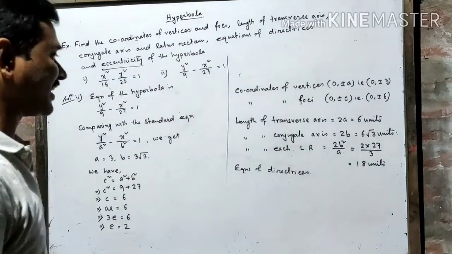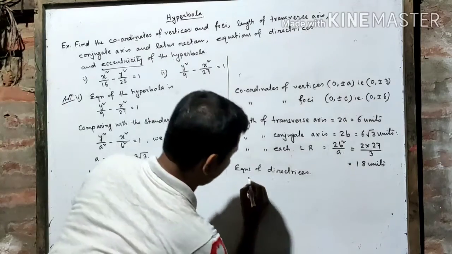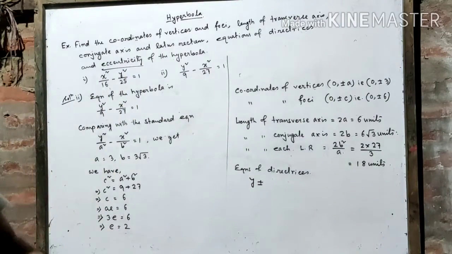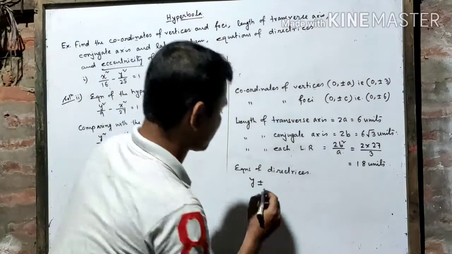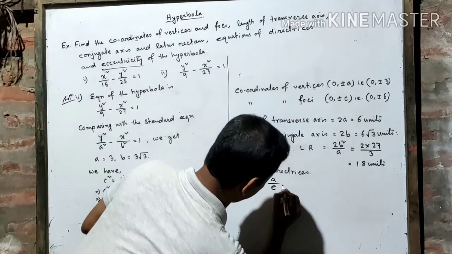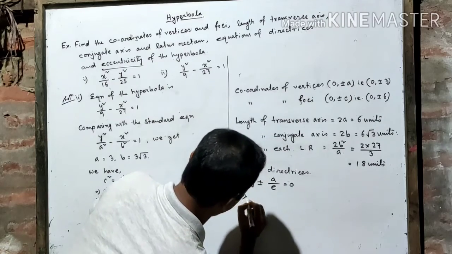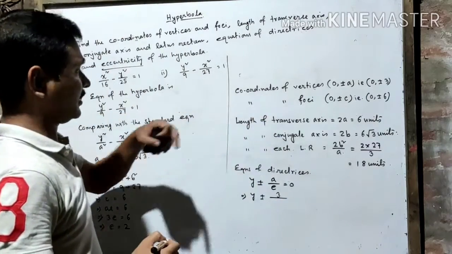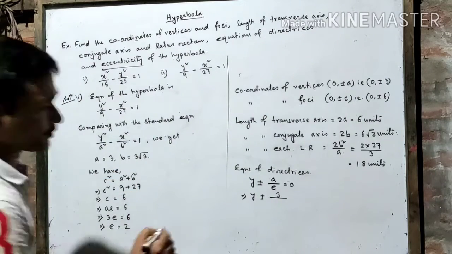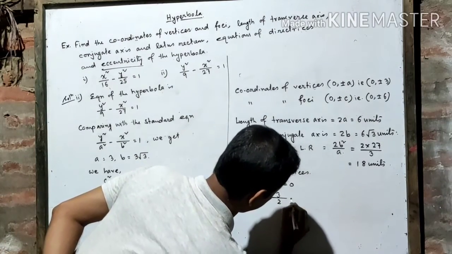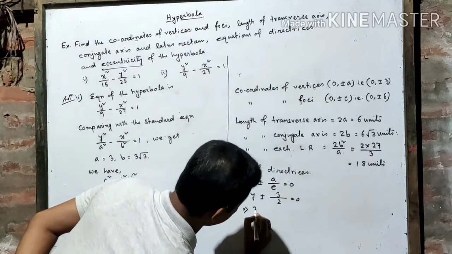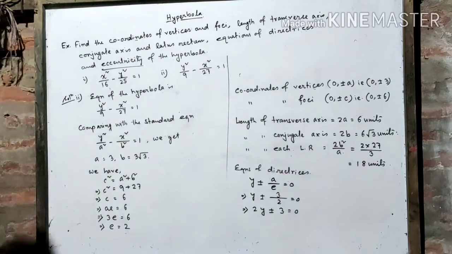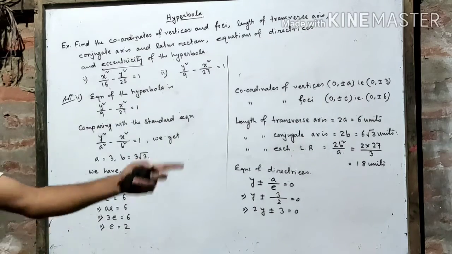Then equation of directrices. Equation of directrices will be, y-axis is the transverse axis, so it will be y plus minus a by e is equal to 0. This implies y plus minus, what is a? a is 3. And what is e? e is 2, is equal to 0. Else we can simplify, 2y plus minus 3 is equal to 0. So these are the informations we have found out.